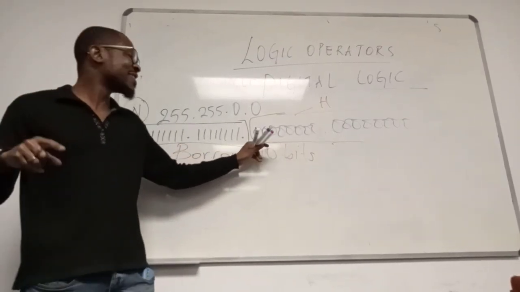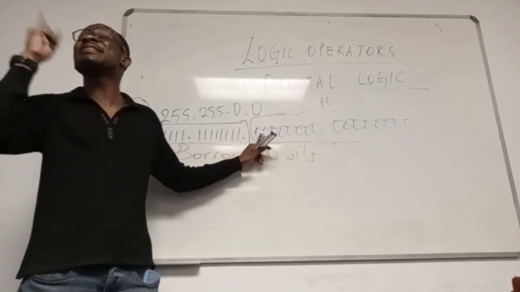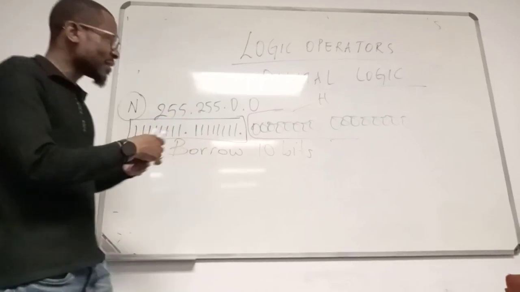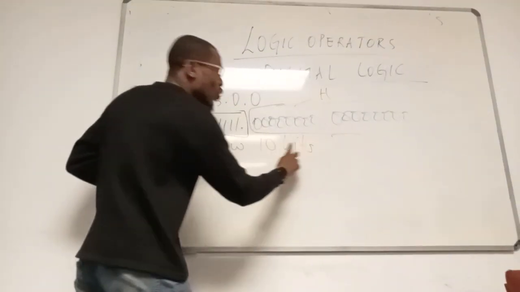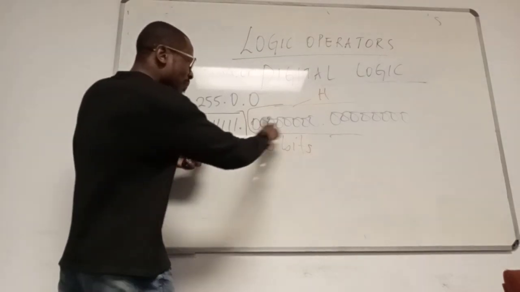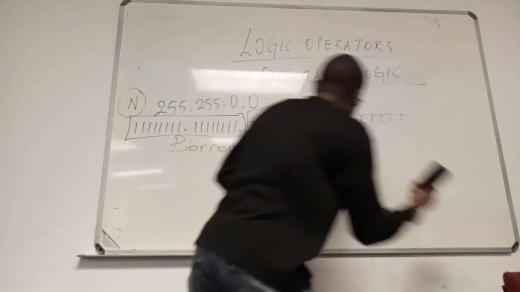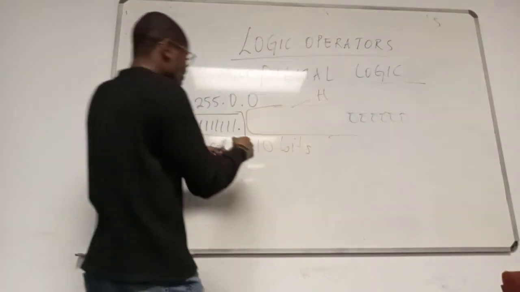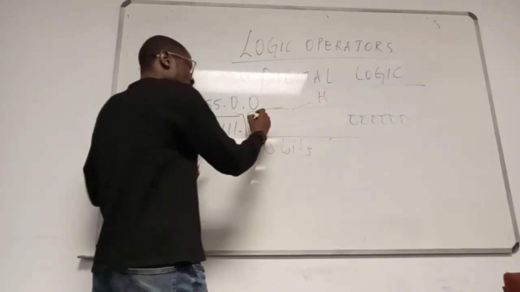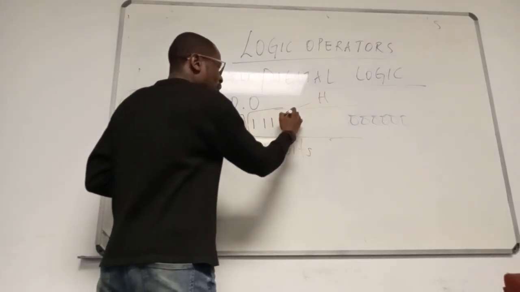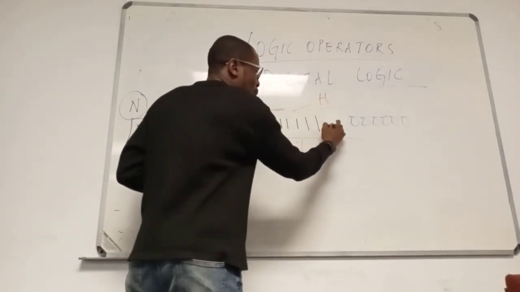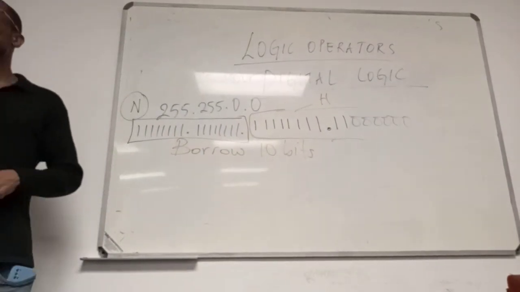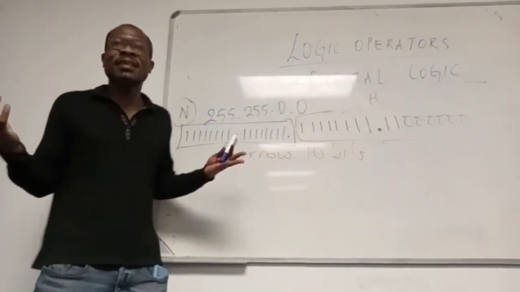Borrowing means we're going to change 10 zeros to 1. So the new subnet is going to be, so I'm going to change here 10 bits to 1. I'm going to wipe those zeros. They're going to be 1s. So they're going to be now what? 1, 2, 3, 4, 5, 6, 7, 8. You put dots. 9, 10. The only thing that's left is what?